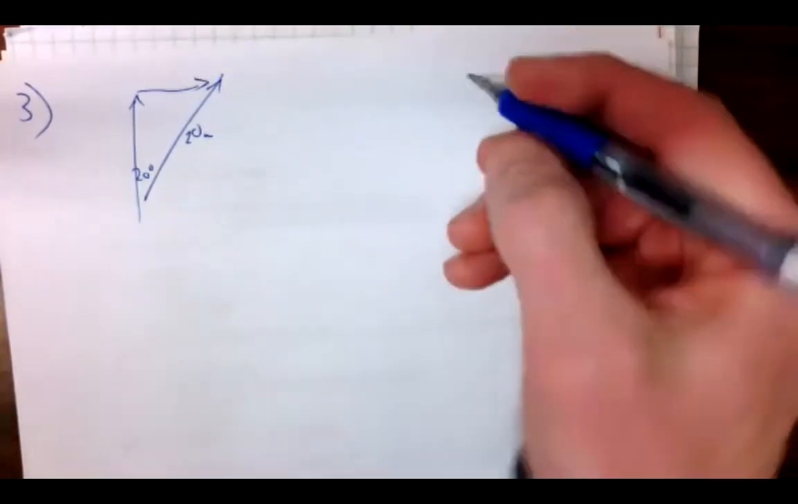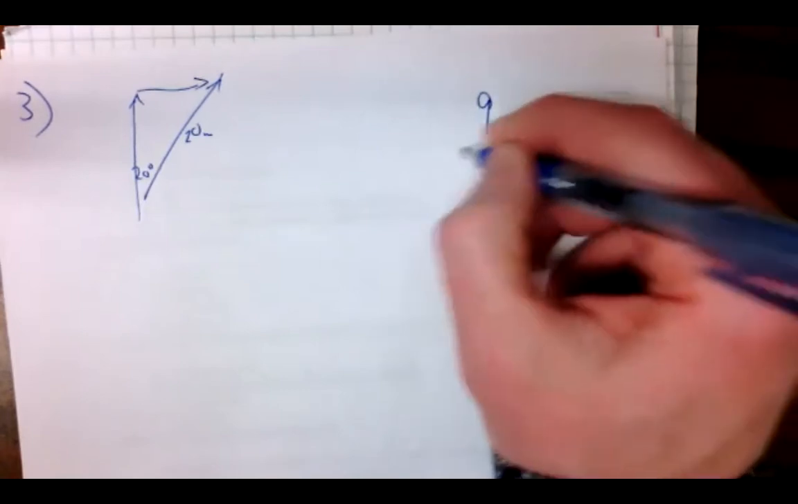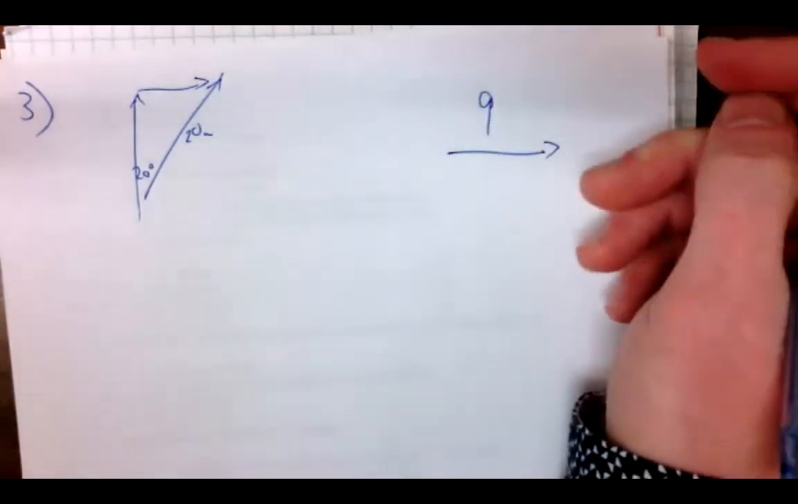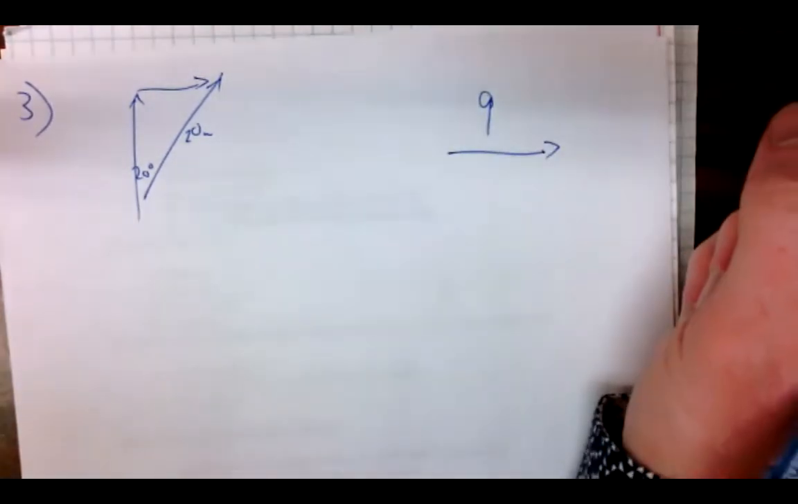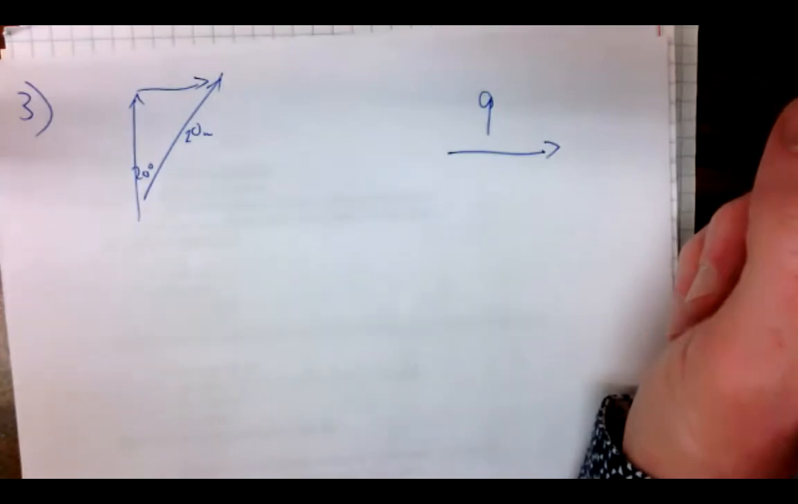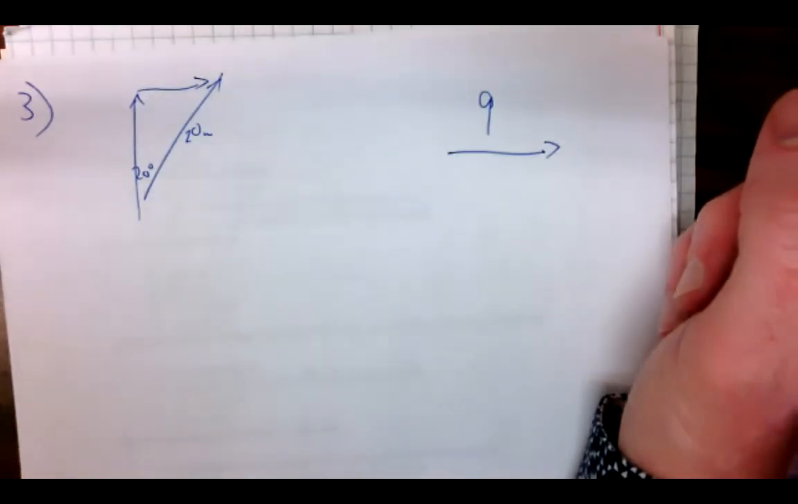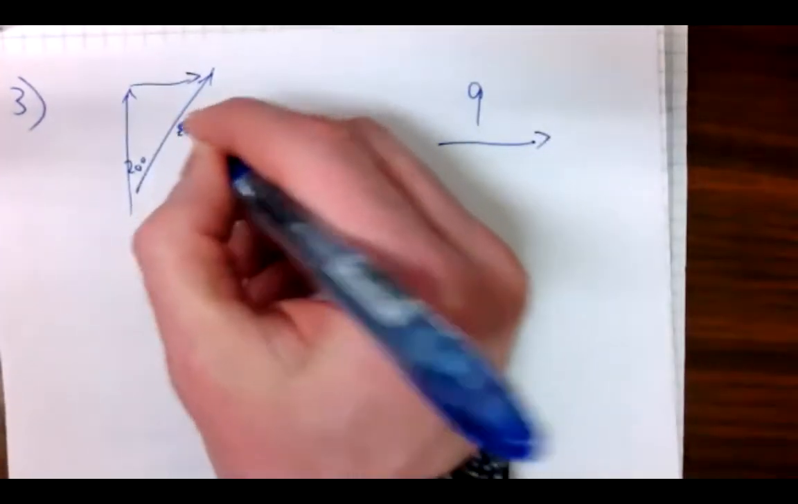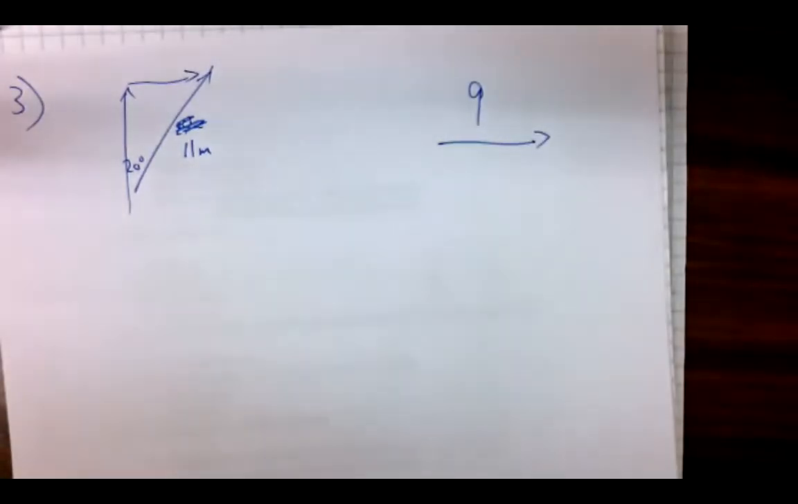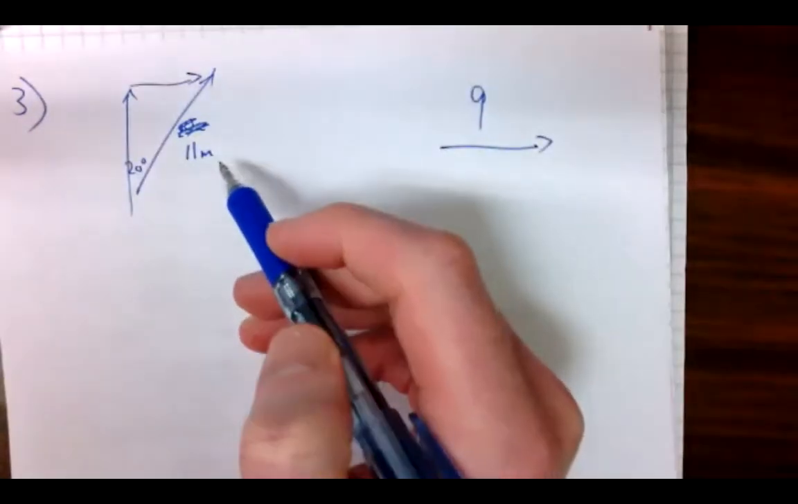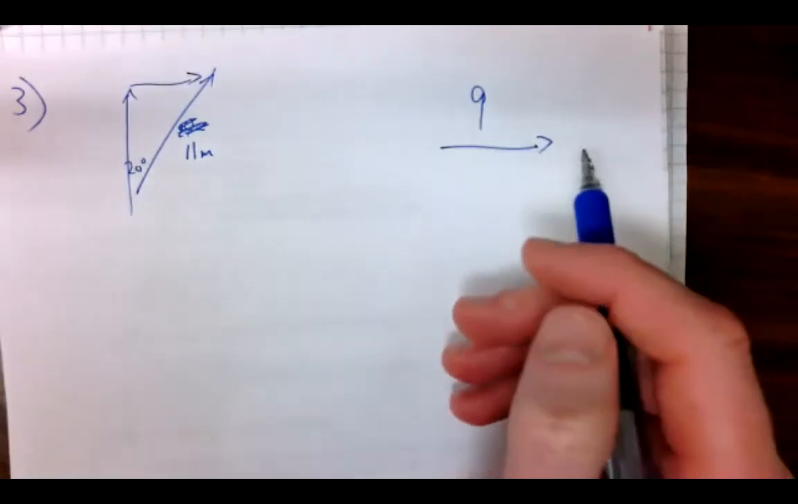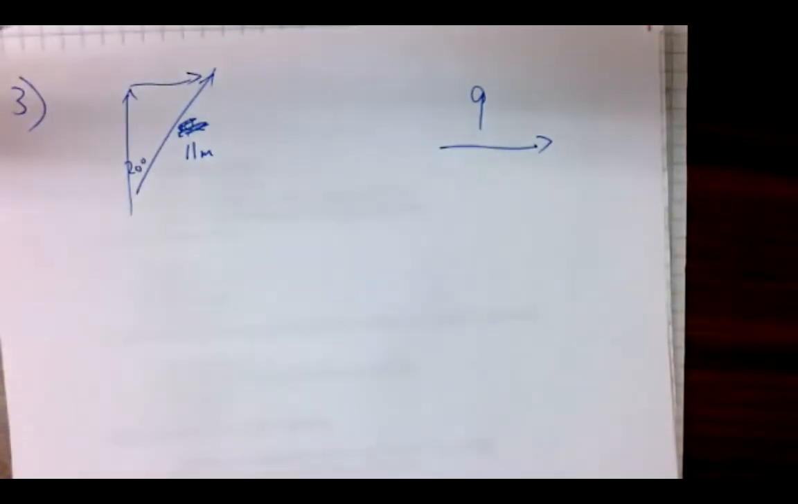Then changes direction and runs 9 meters east. It's just straight east, which is nice. It's 11 meters north, to the, like, 20 degrees to the east. You have 20 there. Oh my goodness, you guys. I need a handler. 11 meters north, 20 degrees east, 9 meters east. What is his total displacement? Okay.